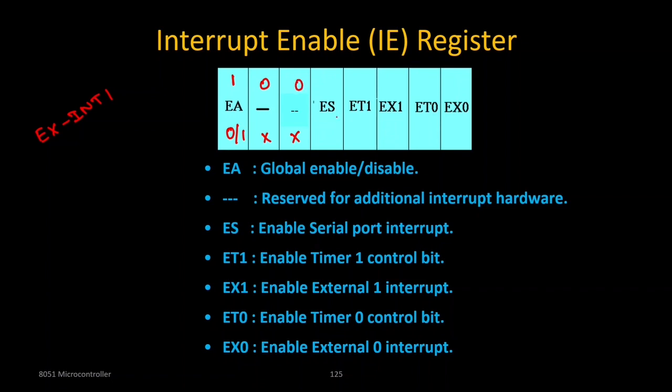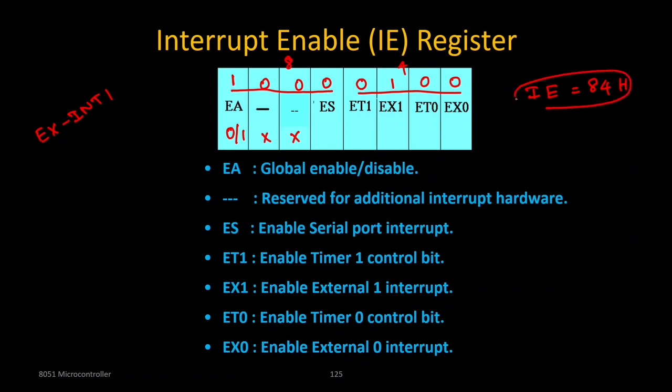And after that, whether I am going to enable the serial port interrupt, no. So it should be 0. Whether I am going to enable the timer 1 interrupt, no. This is also 0. Whether we are going to create an interrupt using external interrupt 1, yes. So this should be 1. And all other bits should be 0, 0. So the interrupt enable register is 8, and after that this one is 4. So the interrupt enable register should get the value of 84H.